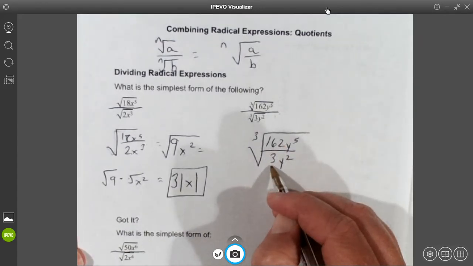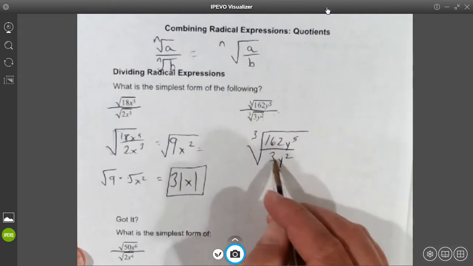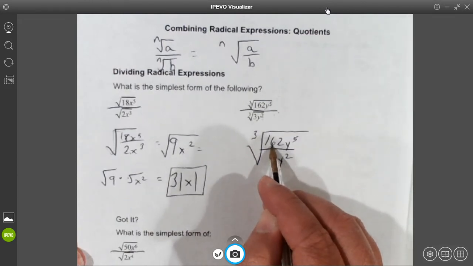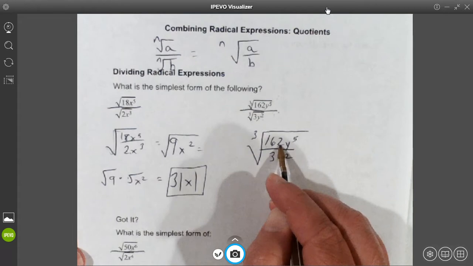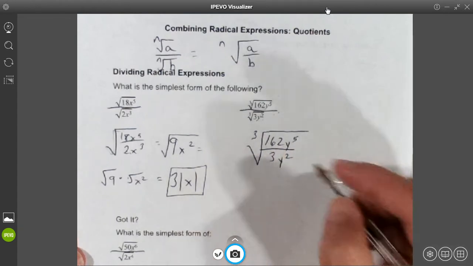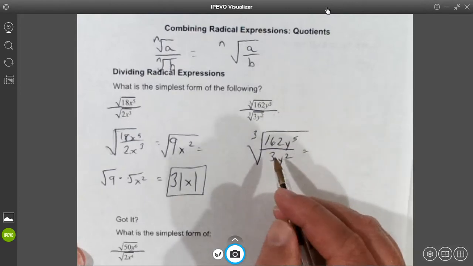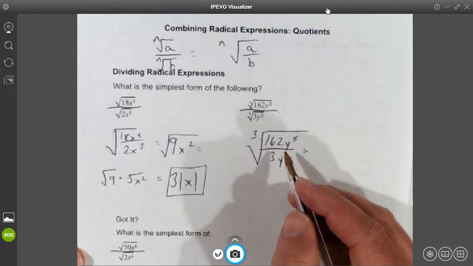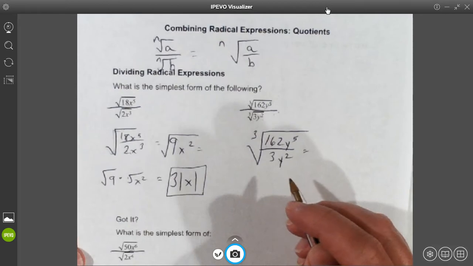162 divided by 3. We learned the other day, is this divisible by 3? Let's see, 1 plus 6 is 7, plus 2 is 9, and 9 is divisible by 3, which means this is divisible by 3. 162 divided by 3. I'm going to do this without a calculator. I'm also doing this lesson without a net.